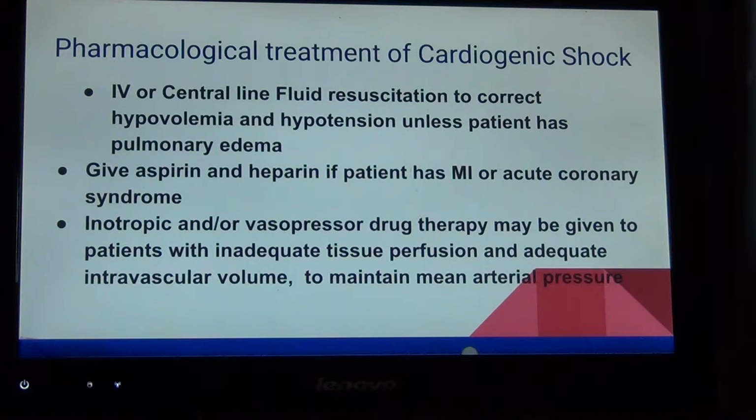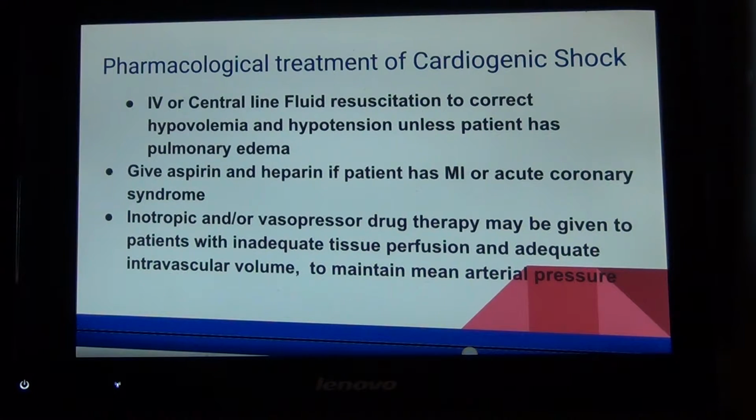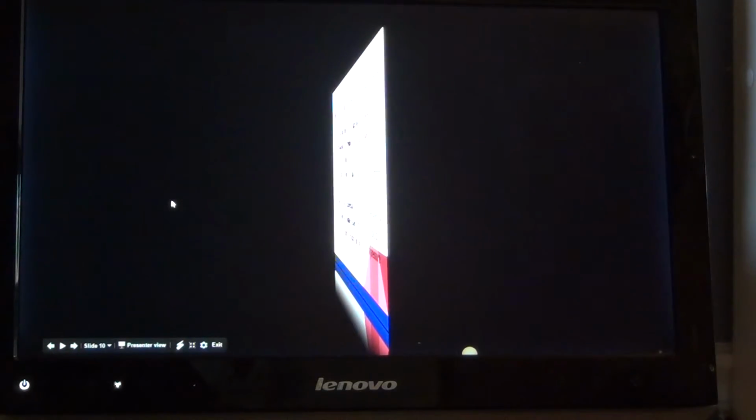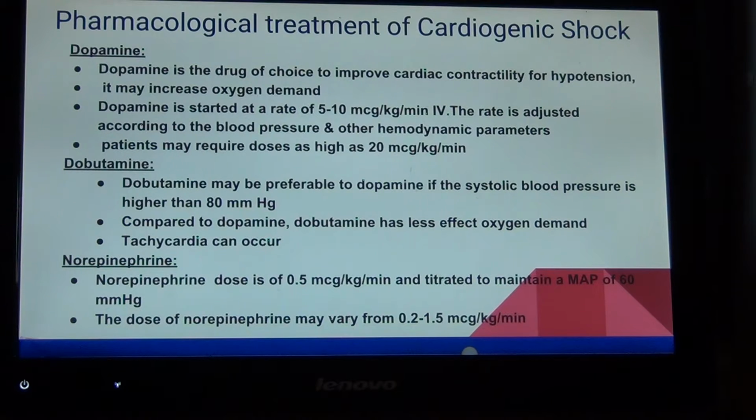Inotropic and/or vasopressor drug therapy may be given to the patient with inadequate tissue perfusion but adequate intravascular volume, and this is just to maintain the mean arterial pressure. Dopamine is the drug of choice. It improves cardiac contractility for the patients who have hypotension. It may also increase the oxygen demand.